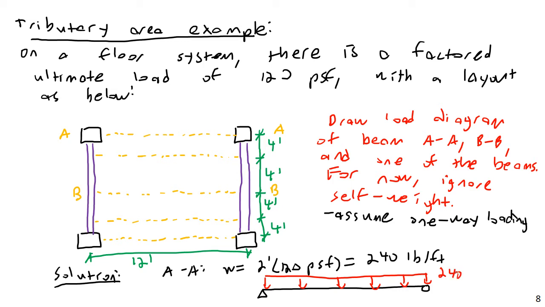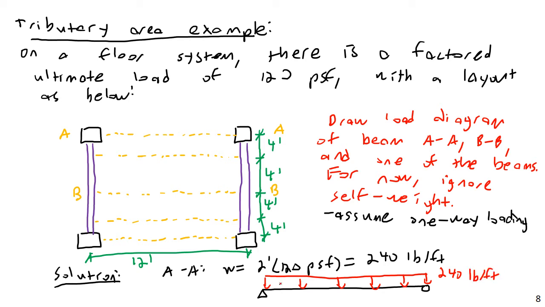Again, I just multiplied the width of the strip, the width of the tributary area, times the magnitude of the distributed load, basically 120 pounds per foot times the strip width of 2 feet. So this would be 240 pounds per foot.